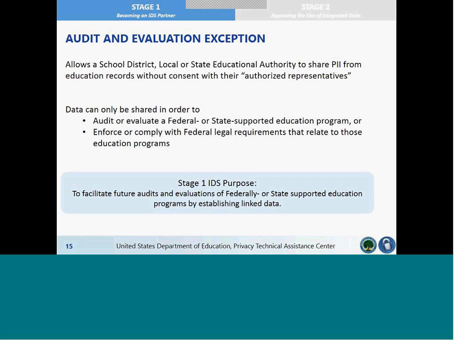So in the context of an integrated data system, in terms of establishing the IDS, you have to think about the construction and integration and maintenance of the data as part and parcel of the audit and evaluation exception and the ultimate evaluation of an education program. And this is necessary because integration of these data will then facilitate future audits and evaluation of these federal or state-supported education programs by establishing and maintaining those linked data. So this is permissible under the audit and evaluation exception, and in your written agreements between the school district, LEA or SEA, and the IDS lead, in the place where you need to specify how it fits within the audit and evaluation exception, you would specify this purpose: to facilitate these future evaluations by providing and establishing linked data.